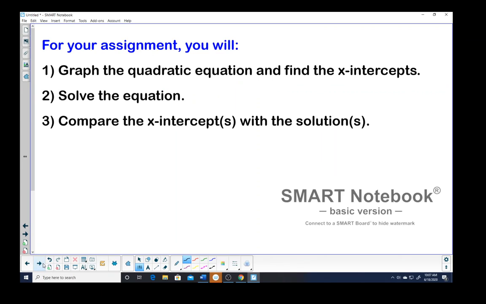Alright? So for your assignment, I'm going to give you some quadratic equations, and the first thing to do is to use the Desmos graphing calculator and graph the quadratic equation, and then identify the x-intercepts for each of the quadratic equations. Then after you have identified the x-intercepts, you will solve the equation by changing y to 0 and then solving it and see what you get for the solution. And then lastly, you will compare the x-intercepts with the solutions, and you're going to notice something. So I want you to talk about what you notice when you compare the x-intercepts and the solutions for each of these quadratic equations. Alright, so that's what you'll be doing today.